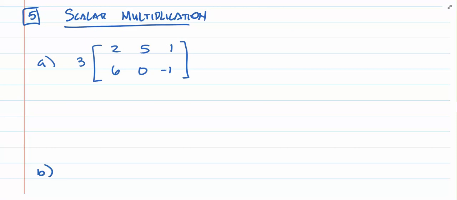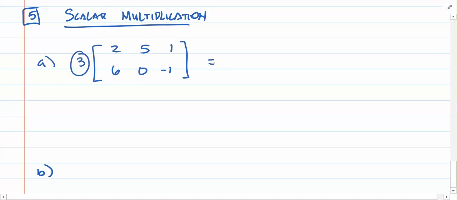We are going to take this matrix, which is a 2 by 3, and multiply it by a scalar. The 3 on the outside represents our scalar. If you had one guess as to what you do for 3 times this matrix, what do you think you do? Yeah, Megan, you multiply each entry. So I'd have 6, 15, 3, 18, 0, -3.